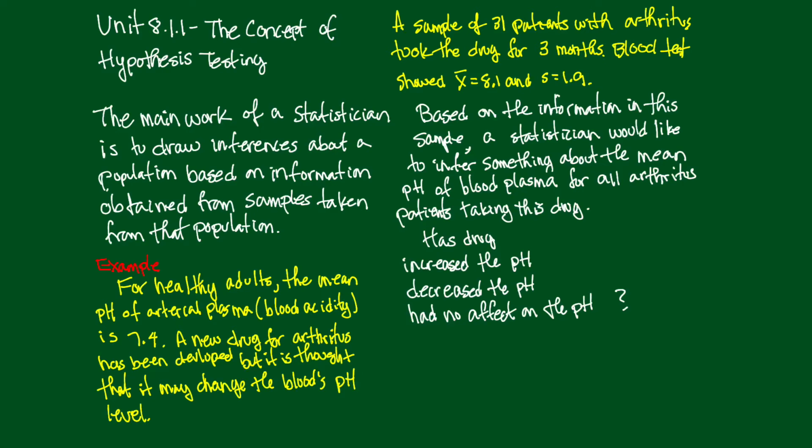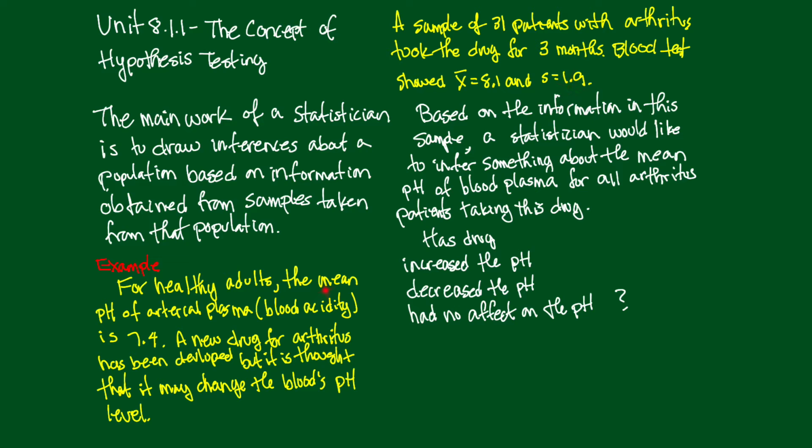For example, for healthy adults, the mean pH of arterial plasma, blood acid, is 7.4. Now, a new drug for arthritis has been developed, but it's thought that that drug may change the blood's pH level. Then for 3 months, 31 patients who took this drug had blood tests, and the blood test showed a mean now of 8.1 and a standard deviation of 1.9.